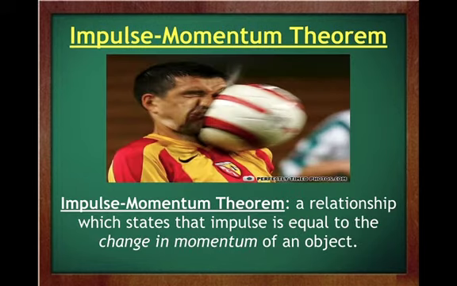So here's your next definition, the impulse-momentum theorem, which is a relationship that states that impulse is equal to the change in momentum of an object. We just looked at the straight definition of impulse, which was the force multiplied by the change in time, but you can also discuss impulse as just being the change in momentum, and you would get the same value. So depending on what information you are given in a question, you may need to use an alternate type of formula.